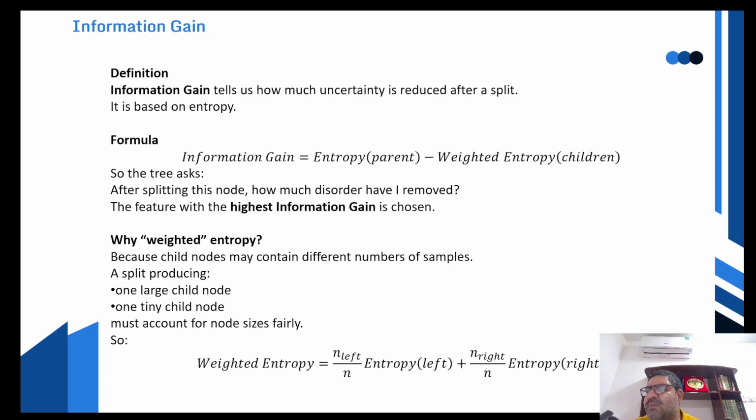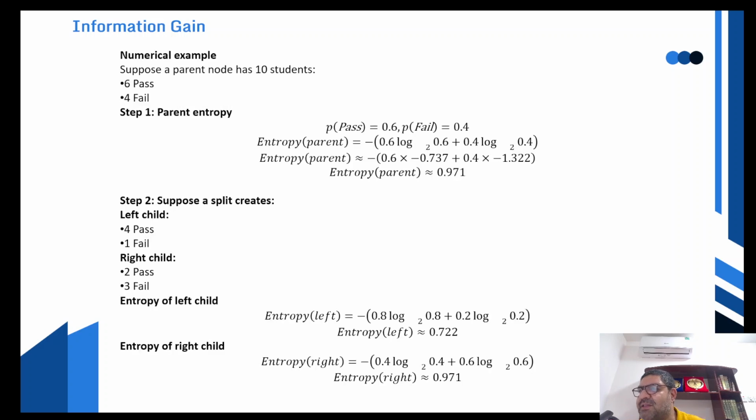Why weighted entropy? Why are we choosing weighted entropy in information gain? Because child nodes may contain different numbers of samples. A split producing one large child node and one tiny child node must account for node sizes fairly. So weighted entropy is equal to n left divided by n times entropy left, plus n right divided by n times entropy right. What does this mean? We'll be evaluating it with values.